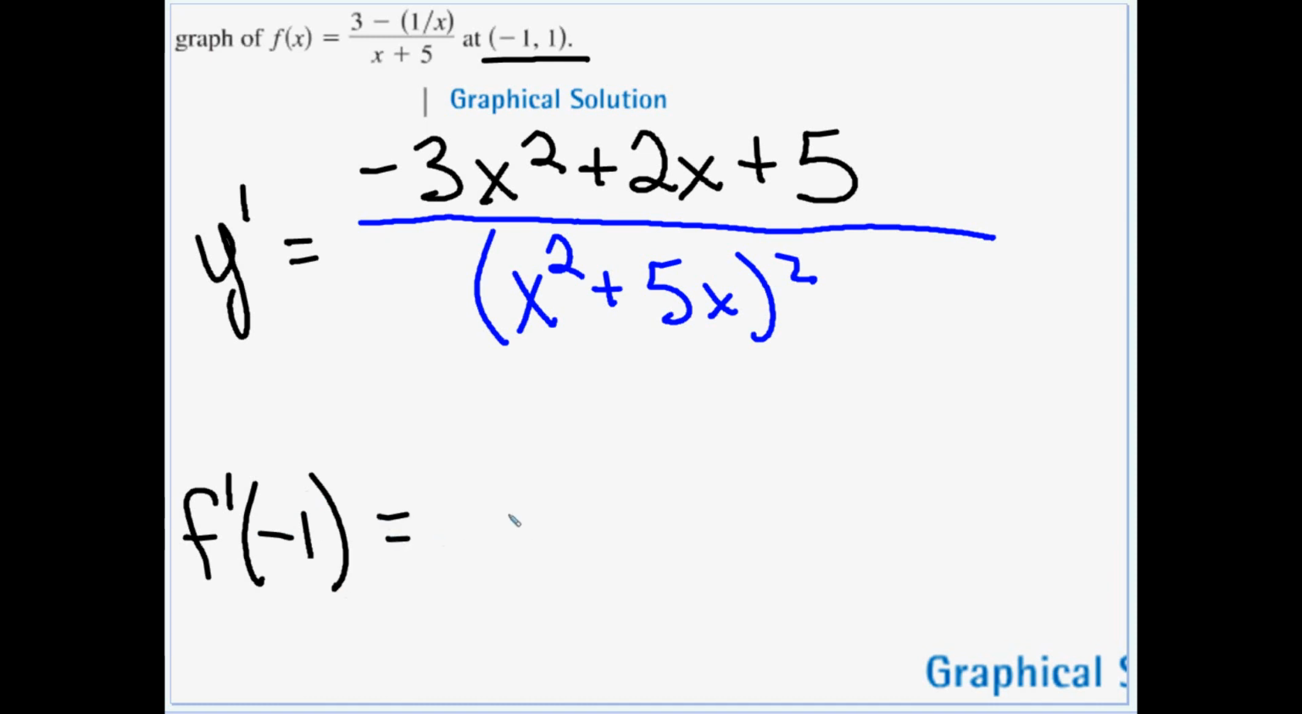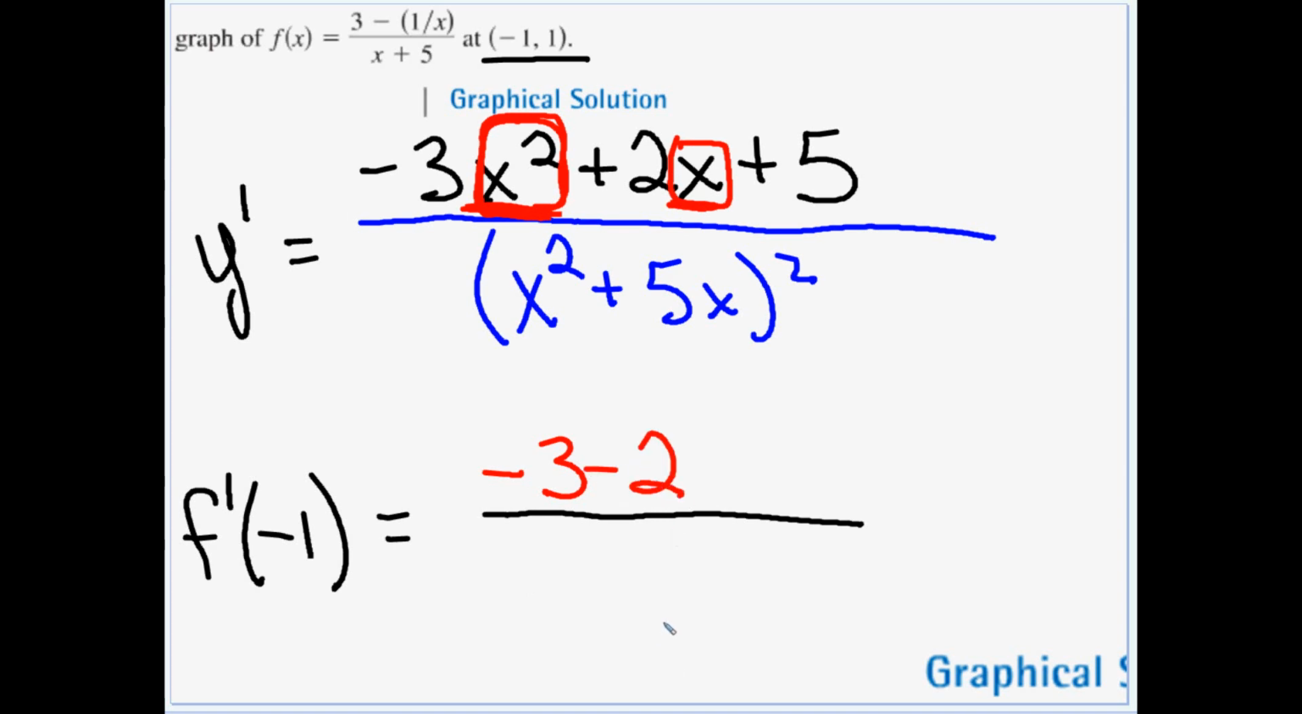A negative 1 goes in for x. We'll square negative 1 to get 1, and then that gets multiplied by negative 3. Then plus 2 times x, this will be 2 times negative 1, that'll turn into a minus 2. And then plus 5. And then our numerator turns into a 0. Let's see what happens downstairs.